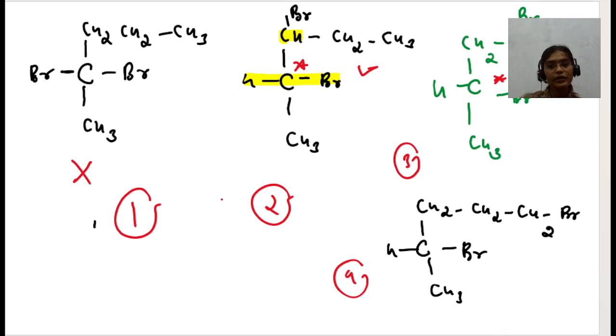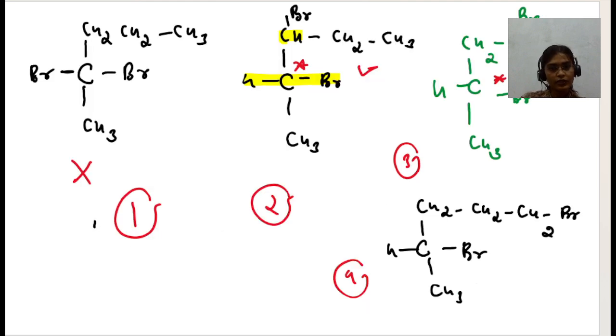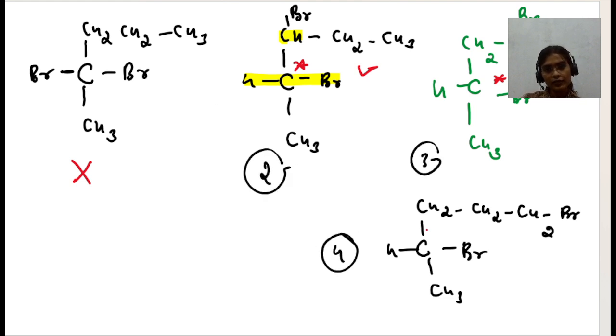So let's go back here. And what will be the correct answer for this question? This is compound number one, which is chiral. Okay, let me erase all the numbers so that you get my point. This is the second product, this is the third product, and this is the fourth. All are chiral. Why is this chiral? Because again, the center is going to be chiral.